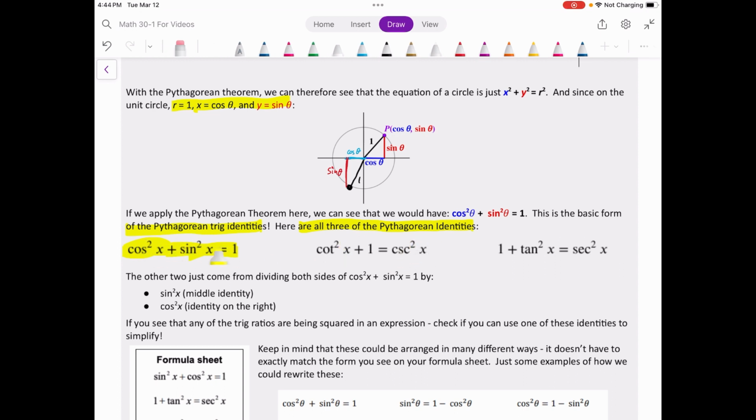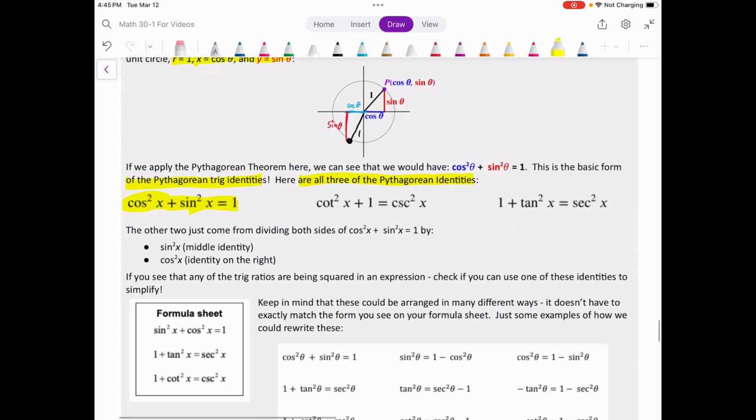So if I take this and I divide both sides by sine squared of x, I will get this identity. If I take this and I divide both sides by cos squared of x, I will get this identity. So they really are all equivalent. We've just rewritten them in terms of a few other ratios, just to have more tools in our kit. So when you look on your formula sheet, you will see all of these there. They're really all the same identity. They're all just the Pythagorean identity.